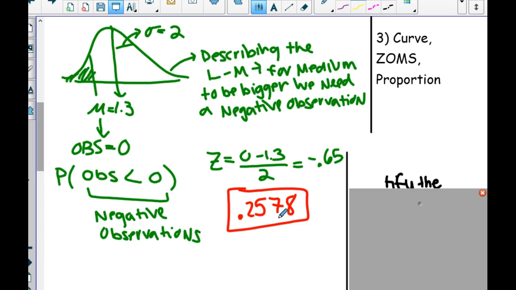Excuse me, I spoke incorrectly. 25.78% of the time, you are going to get a medium strawberry that will be larger than the large strawberry, or taller than the large strawberry.